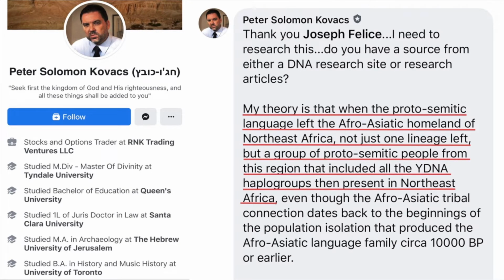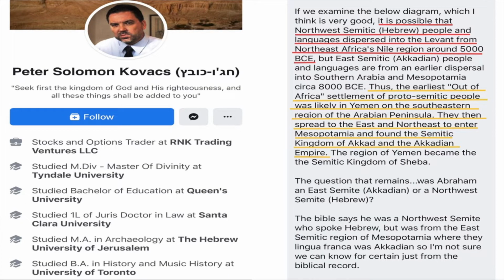And Peter Solomons also basically says the same thing. My theory is that when the Proto-Semitic language left the Afro-Asiatic homeland of Northeast Africa, not just one lineage left, but a group of Proto-Semitic people from this region that included all the Y DNA haplogroups then present in Northeast Africa. It is possible that Northwest Semitic, Hebrew people, and languages dispersed into the Levant from Northeast Africa's region around 5000 BC. Thus, the earliest out of Africa settlement of Proto-Semitic people was likely in Yemen on the southeast region of the Arabian Peninsula.